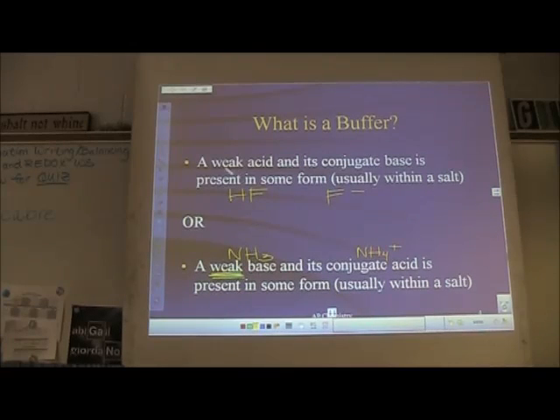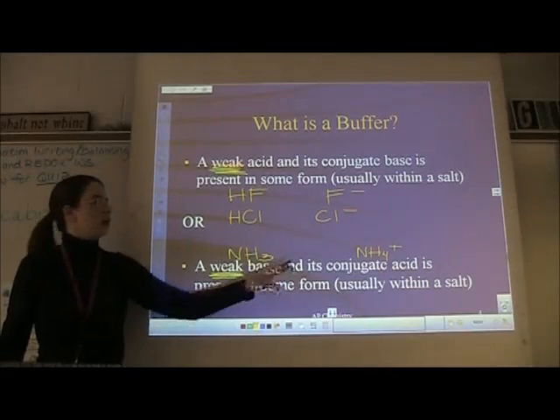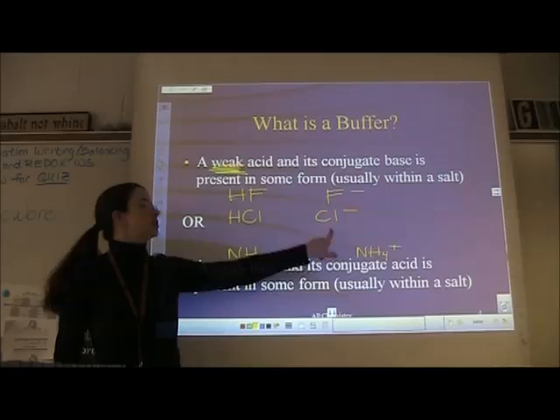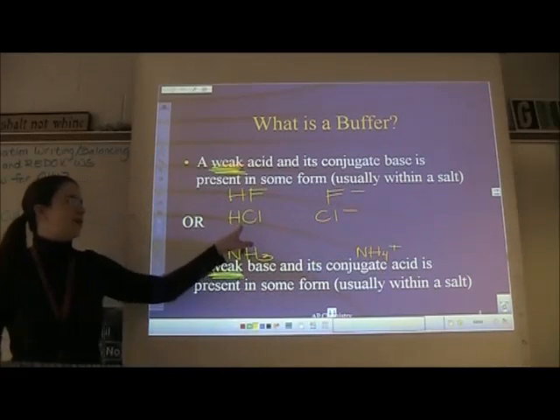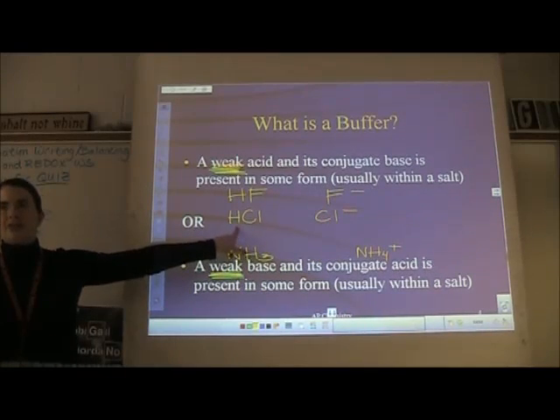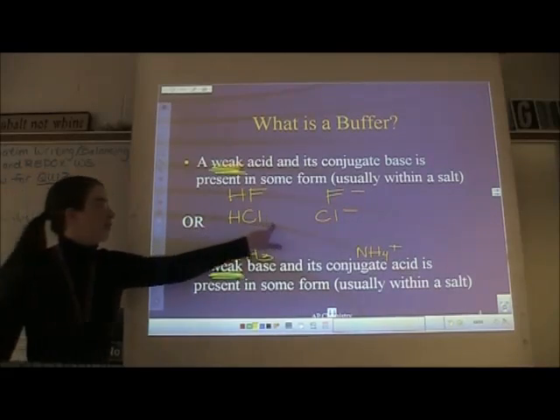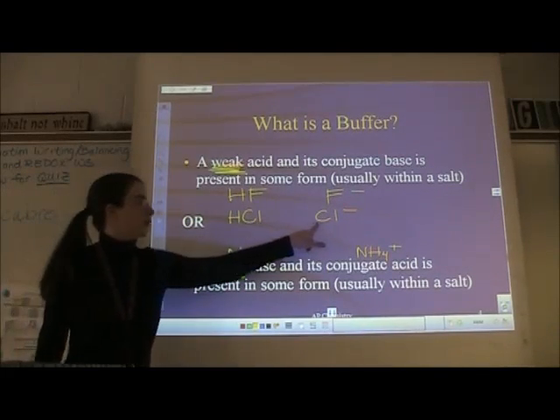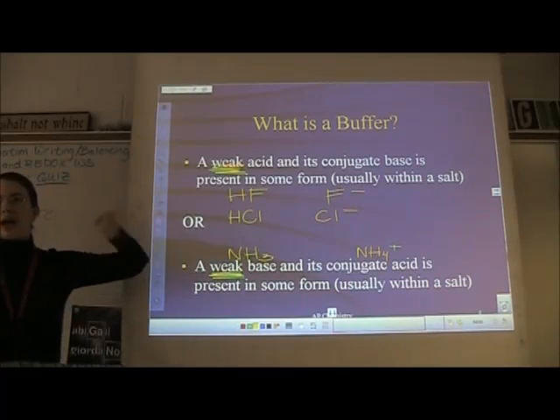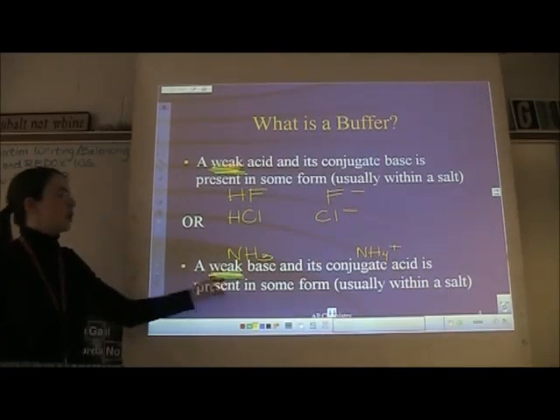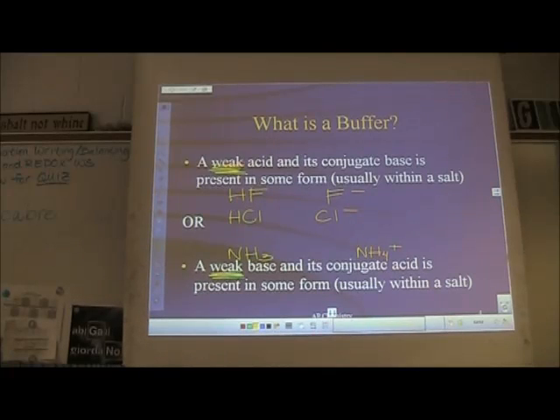This is probably the most important word on the slide. Weak. Let me show you something here. What if I had HCl and Cl minus in the same beaker? Yes or no, is Cl minus the conjugate base of that acid? Yes. But I'm telling you, this is not a buffer system. Why not? Because that's a strong acid. Buffer systems are made up of weak things.